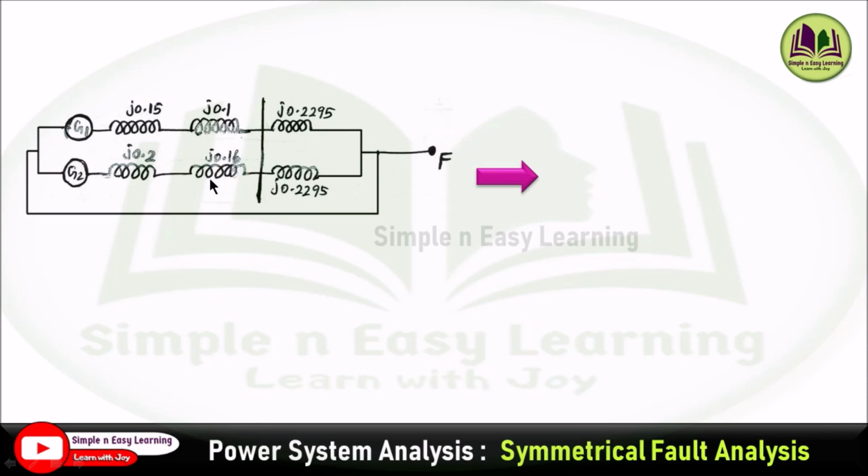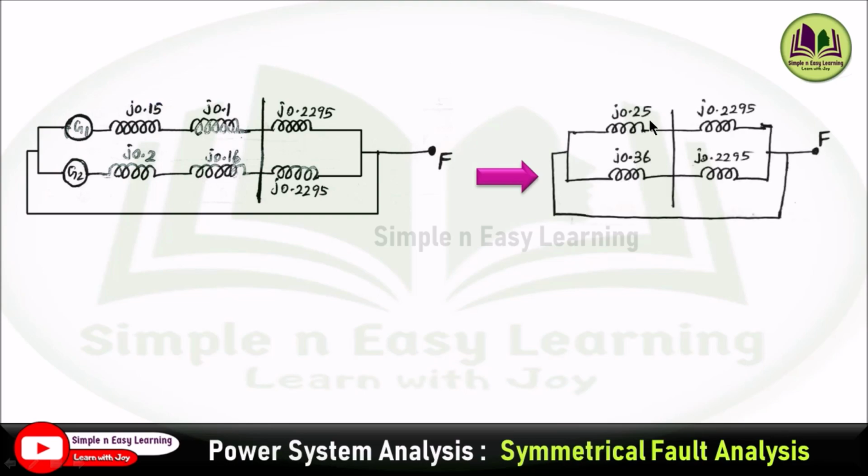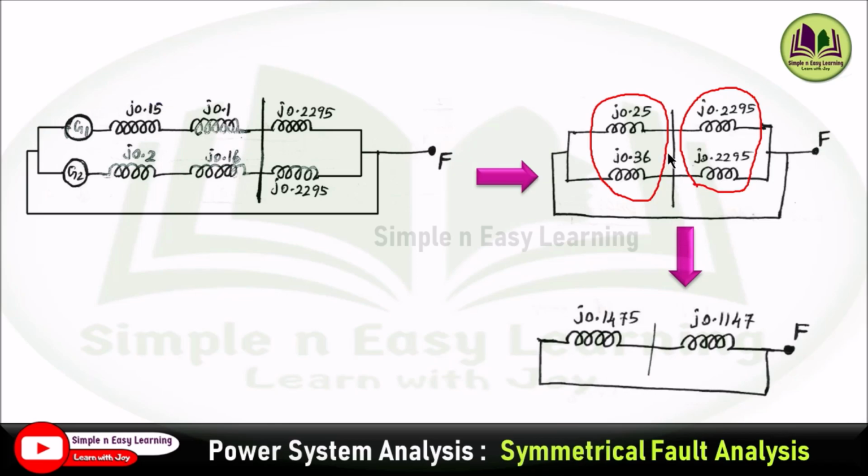So to calculate Z Thevenin, consider the reactance diagram, and at this generator terminal you will be having the reactance 0.15 and transformer 1 is 0.1. These two reactances are in series. Similarly this 0.2 and 0.16 are in series. You can do the series combination, you will be getting J0.25 and J0.36. In this diagram you can say these two are in parallel and these two are in parallel separately.